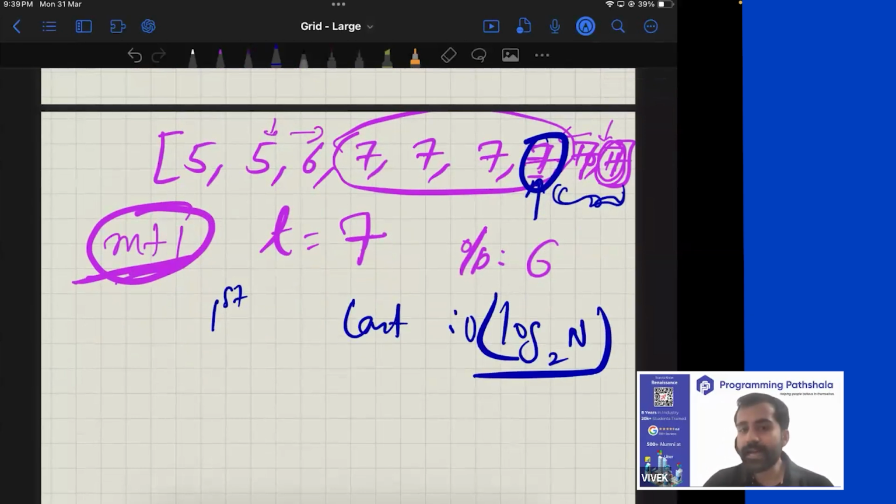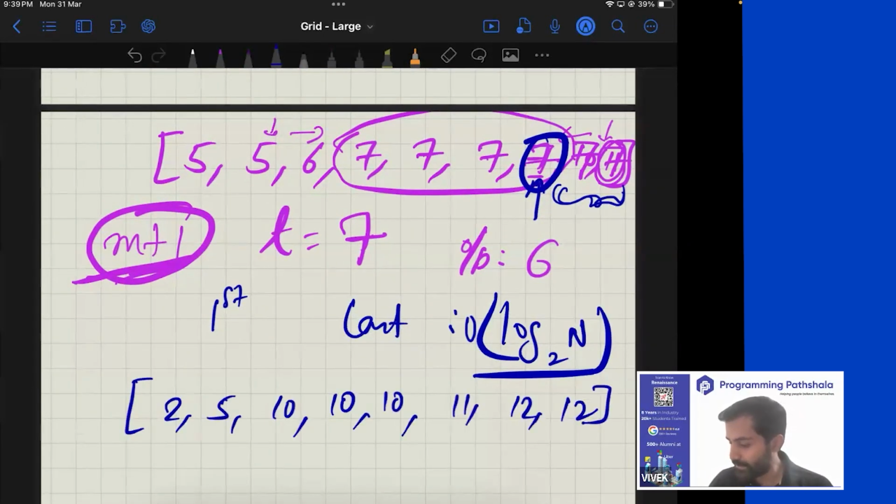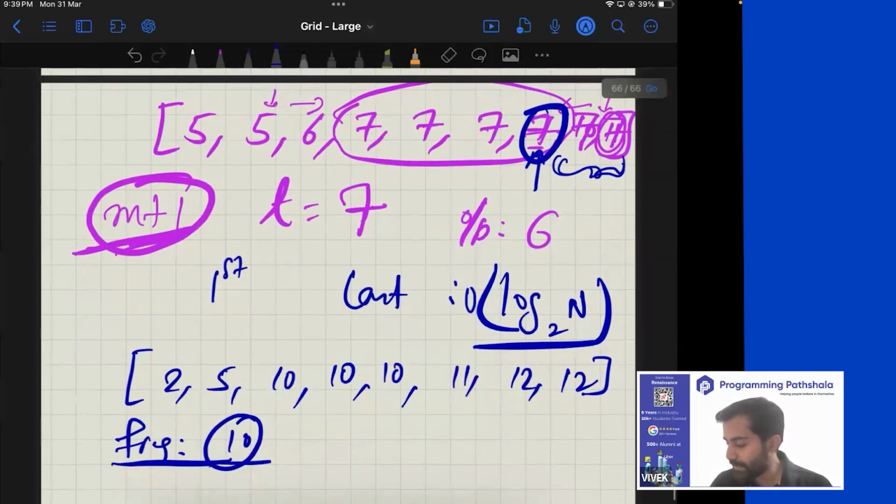Now, this question is asked in interviews in a little indirect way. So your interviewer will tell you that, hey, you have a sorted array and you are given an element. So let's say the element is 10 and you have to tell me the frequency of that element. What is frequency? Frequency means how many times that element is coming. What is the frequency of 10 here? The frequency of 10 is 3.